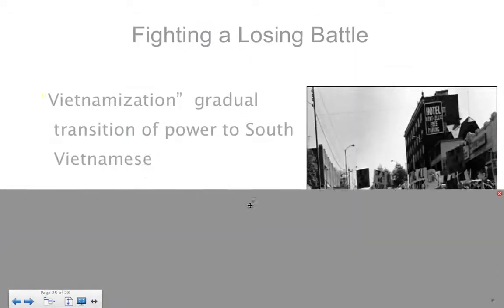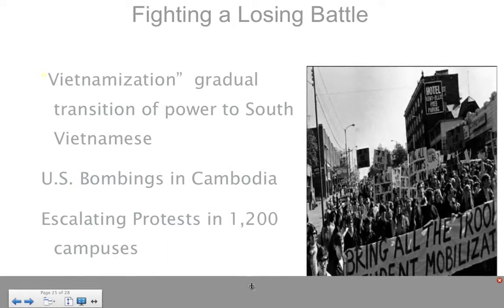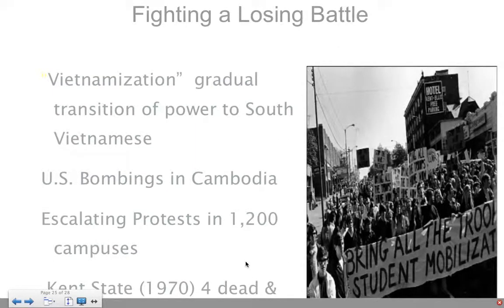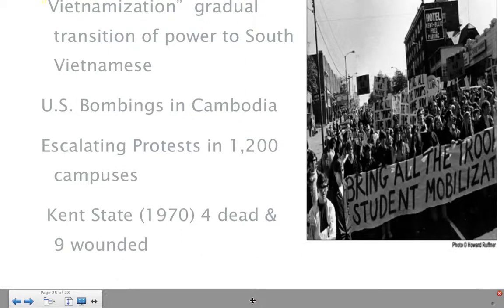Fighting a losing battle, we see Vietnamization. Again, the gradual transition of power to the South Vietnamese. This is the policy of Nixon, which involved turning over the fighting to the South Vietnamese while gradually pulling U.S. troops out. Again, this would bring peace and honor, according to Nixon. But we also see bombings of Cambodia during this time. And again, remember, they were helping support the South Vietnamese through the Ho Chi Minh Trail.